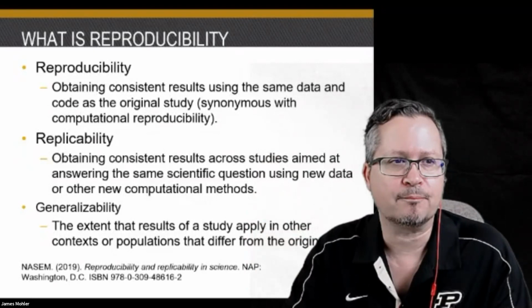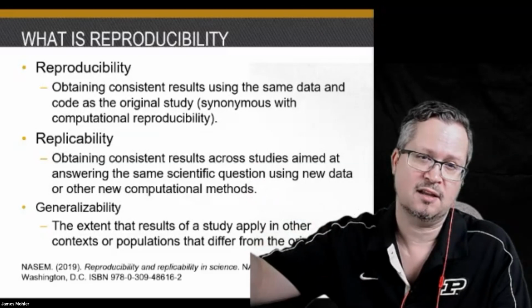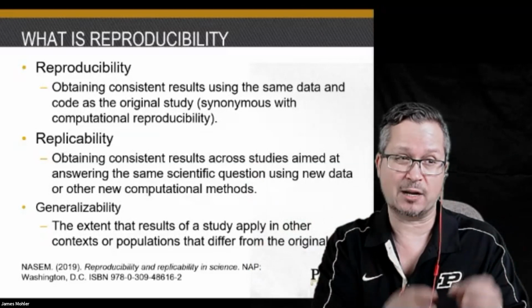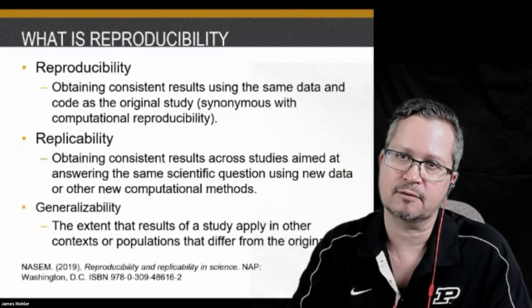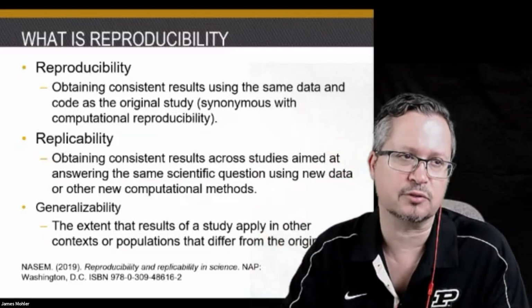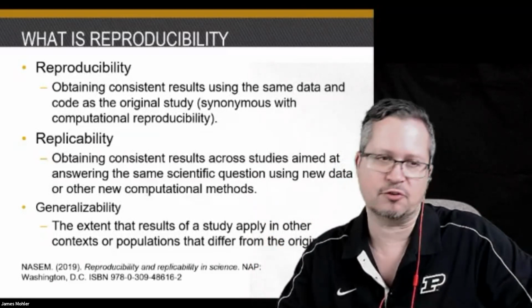Replicability, on the other hand, is obtaining consistent results across studies aimed at answering the same research questions. So reproducibility is more like doing the exact same study with the exact same data. Replicability is answering the same questions, maybe in a different way or with different data, or with new data, right? And that's how they're creating the separation between reproducibility and replicability. I also threw in the definition of generalizability because they came up with a specific definition, for good measure.